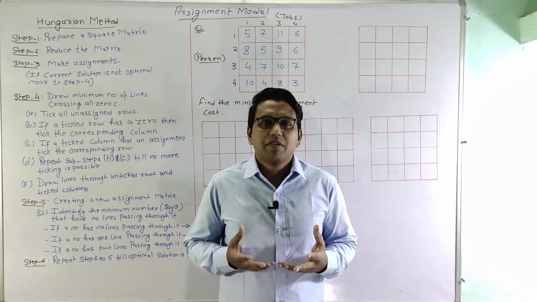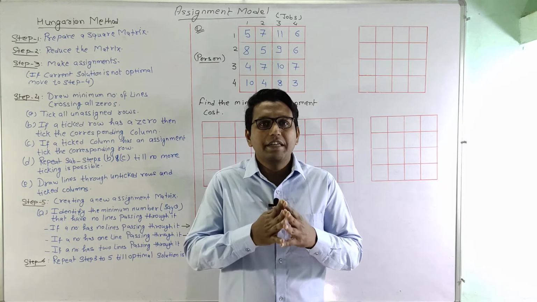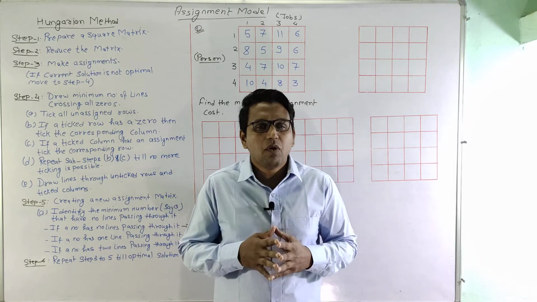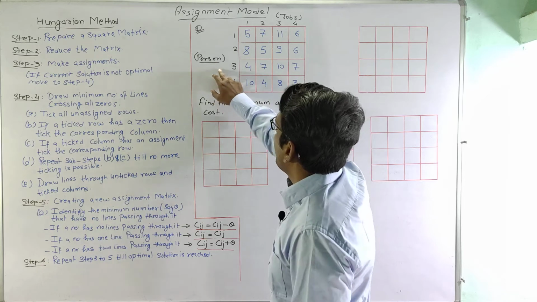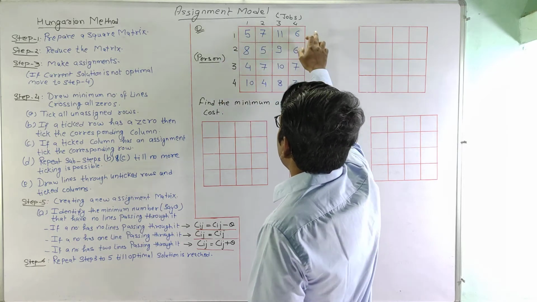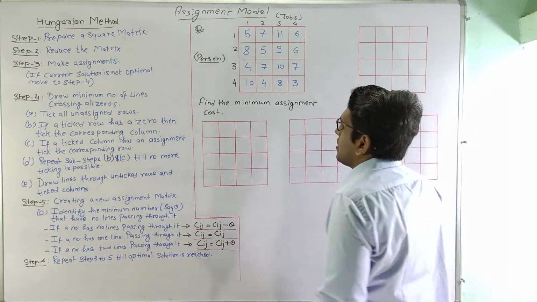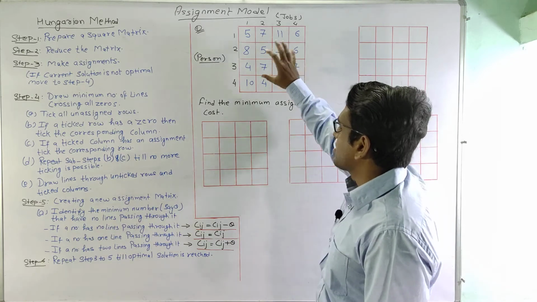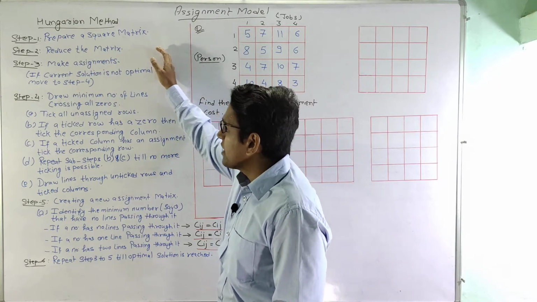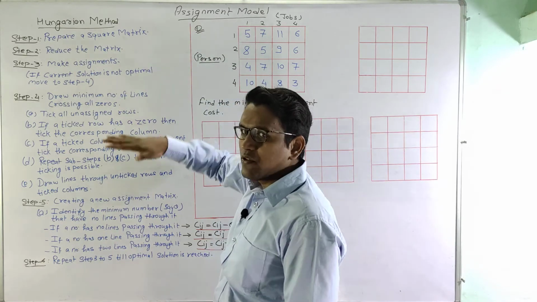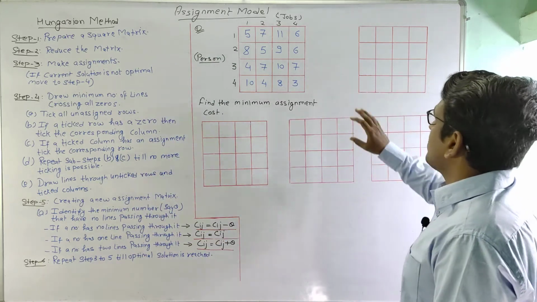So today I have come up with another problem of the assignment model and we are going to see how the Hungarian method works. So let us quickly move on to the question. This is the question where we have 4 persons and 4 jobs. Our objective is to find the minimum assignment cost, and we are going to solve this with the help of the Hungarian method. There are certain steps we need to follow in the Hungarian method.